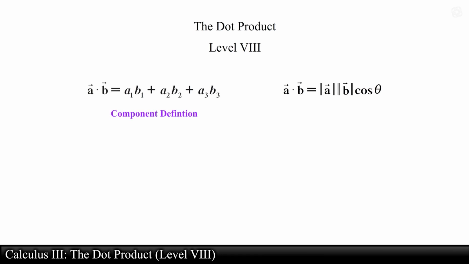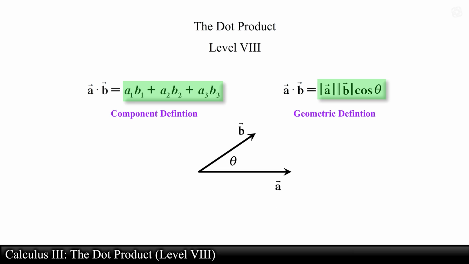The dot product, level 8. In this video, we will go over our first application that makes use of the dot product. Recall that we covered two different forms of the dot product, the component definition and the geometric definition. Having these two forms opens the possibility of using basic algebraic operations, like in the case of the component definition, to calculate geometric quantities like lengths and angles via the geometric definition.